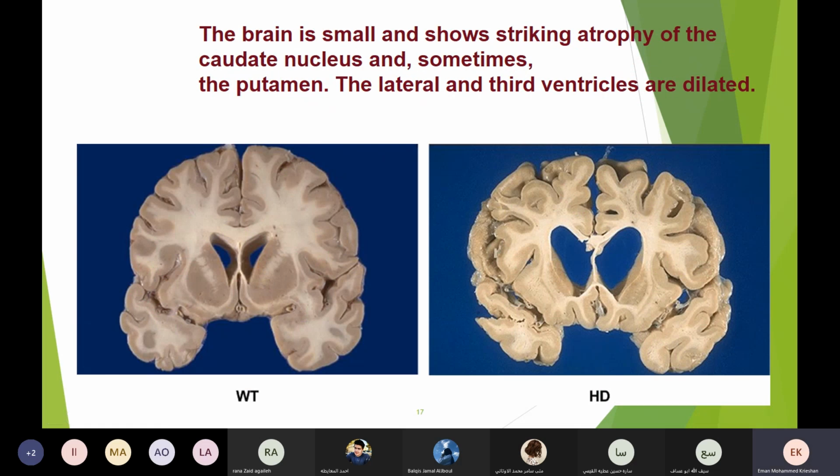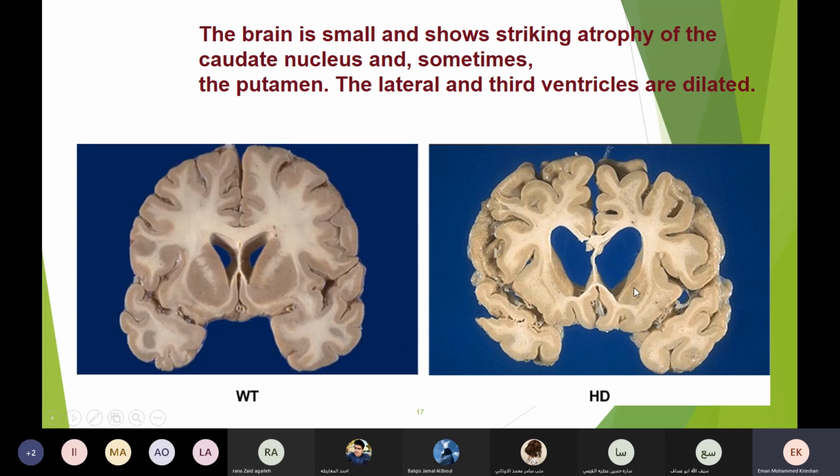Now, Huntington disease, okay? This is normal, and this is the disease. So in Huntington disease, we have autosomal dominant loss of caudate and putamen. I will show you a picture now.